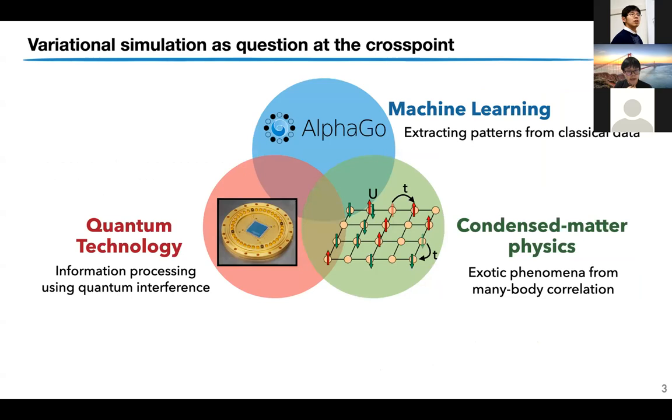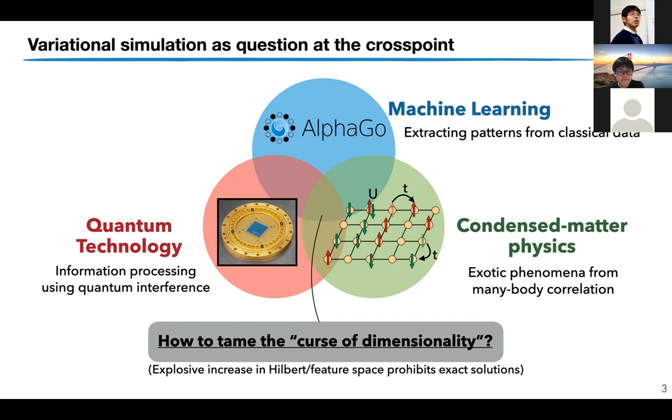Okay, so I would like to refer to this figure, which is kind of my research motivation. Variational simulation is a question at the cross point of three seemingly different fields: machine learning, quantum technology, and condensed matter physics. Machine learning targets extracting patterns from classical data. Quantum technology is a field that aims to process information using quantum interference, and condensed matter physics is interested in looking for exotic phenomena from many-body correlation. The goals are very different, but the bottlenecks are very similar: the question of how to tame the curse of dimensionality.